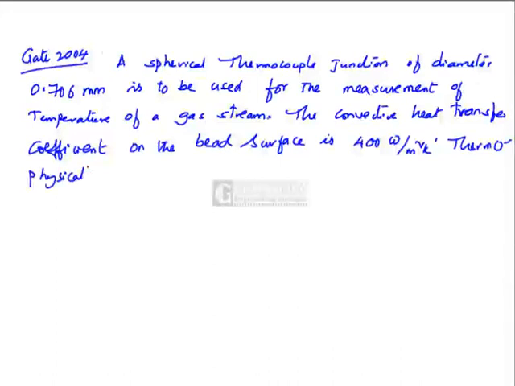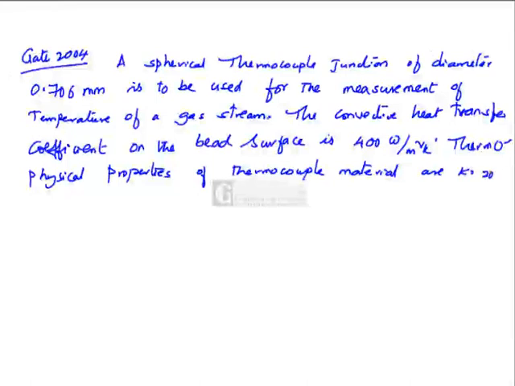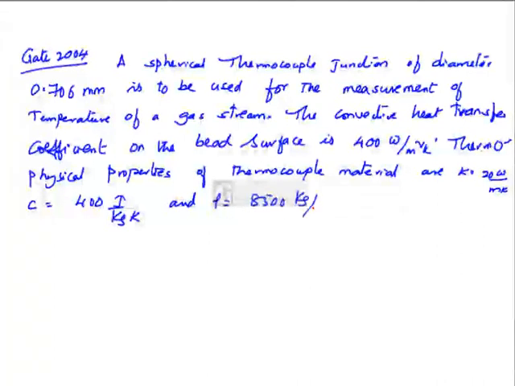Thermophysical properties of thermocouple material are K is equal to 20 watts per meter Kelvin, C is equal to 400 joule per kg Kelvin, and rho is equal to 8500 kg per meter cube.